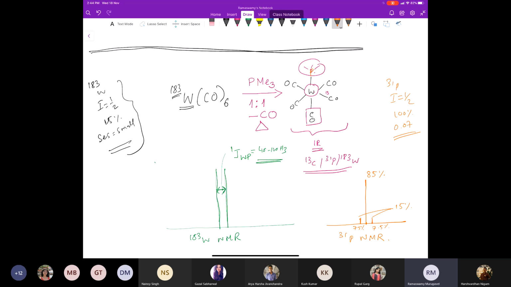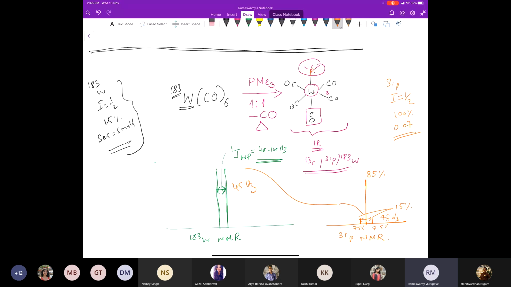Okay, I mean less than 1. I would say 0.9 to 10 to 0.9, something like that. So you can see the spectrum. It's clearly this is the same as this. So that's an internal check. This is again 1J PW. But the value, if this is 45 hertz, this also has to be 45 hertz. Only you are changing the spectroscopy.